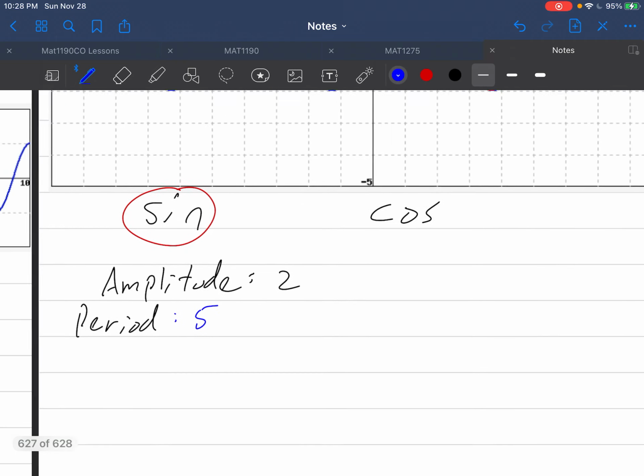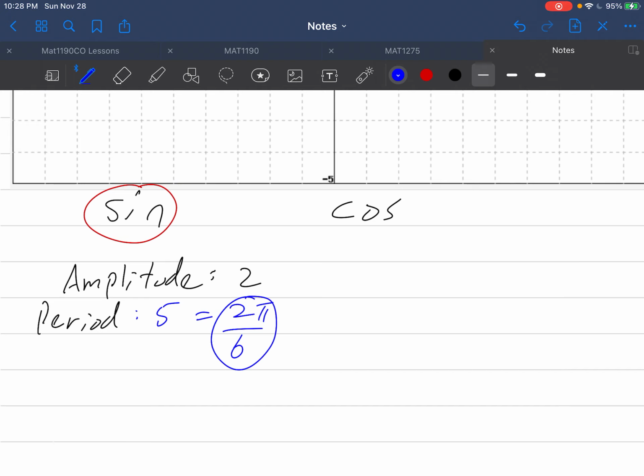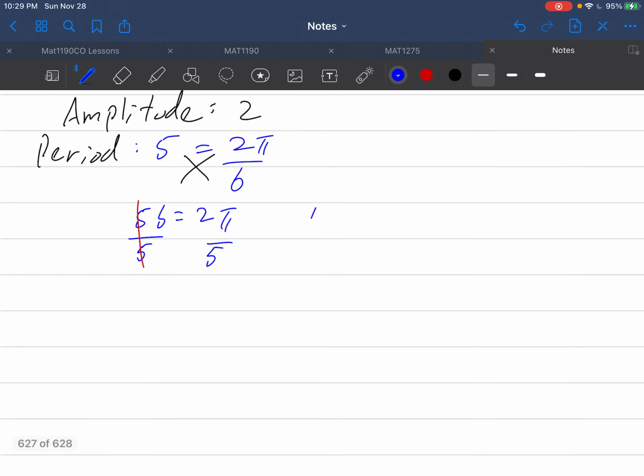is equal to 5, and that makes that equal to 2 pi over b. Remember, this is the formula for the period, so we can figure out what b, the coefficient of x, is equal to. Cross multiply this. 5 times b is equal to 2 times pi. We could divide by 5, cross those out, and then we're going to get here b is equal to 2 pi over 5.